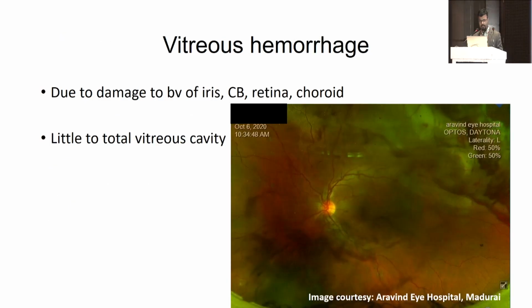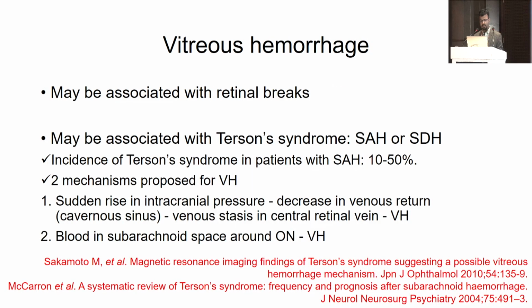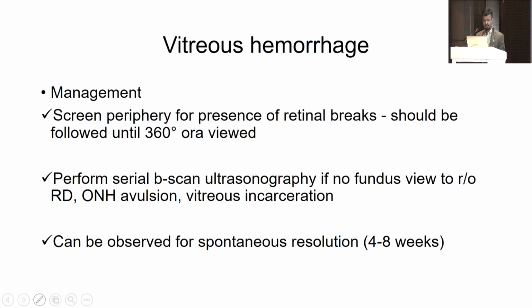So first is the vitreous hemorrhage, which is caused due to damage to the blood vessels of the iris, ciliary body, retina, and choroid. It can range from little to total vitreous hemorrhage. It may be associated with retinal breaks or it can be associated with Terson syndrome. So management is you have to screen the periphery for the presence of retinal breaks, and you should follow the patient until you see 360 degrees of ora.